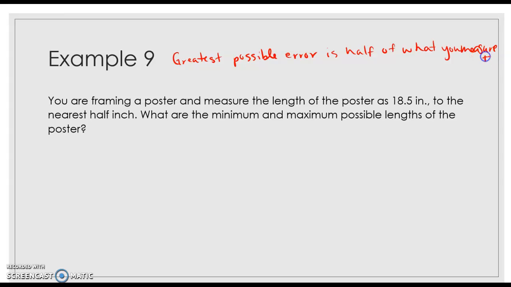And by measure to, I mean here we're measuring to the nearest half inch. So half of half an inch would be 0.25, so a quarter of an inch. So for our problem here, our greatest possible error is 0.25.